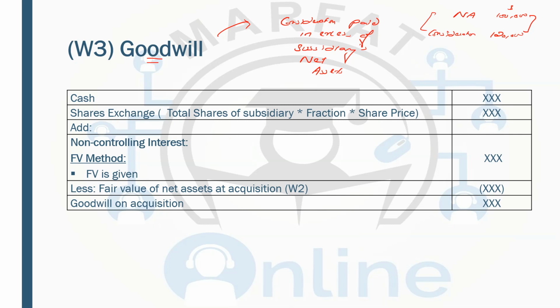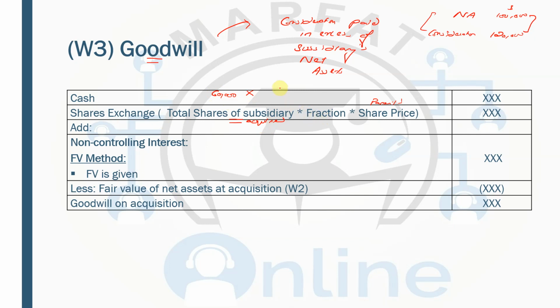So if that is the case in the question, you need to calculate it: total shares of the subsidiary acquired by the parent, multiply by the fraction, multiply by the parent's share price. Now what is this? Let's assume 60,000 shares of the subsidiary is being acquired. This is the total share of the subsidiary which has been acquired, 60,000, let's assume.